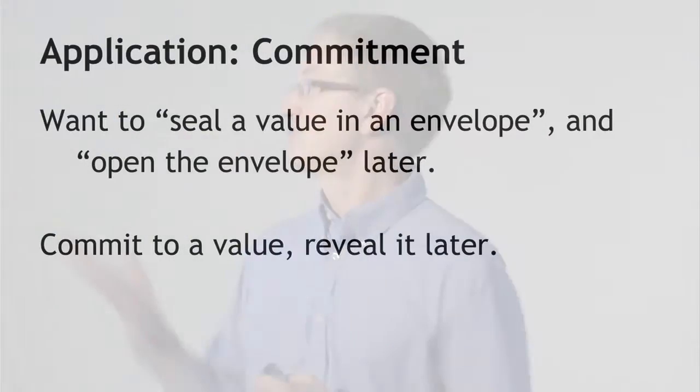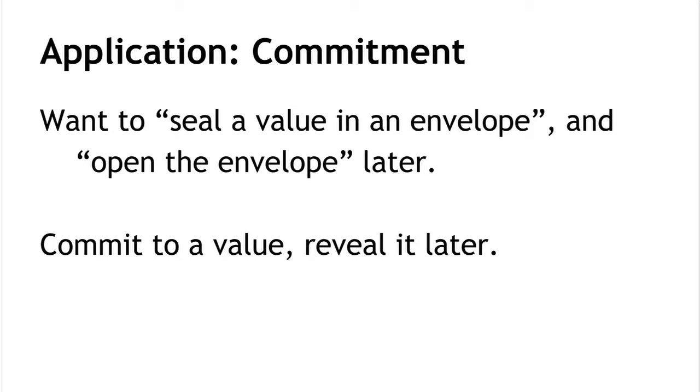Okay, now let's look at an application of that hiding property. In particular, what we want to do is something called a commitment. This is kind of the digital analogy of taking a value, a number, sealing it in an envelope and putting that envelope out on the table where everyone can see it. When you do that, you've committed to what's in the envelope, but you haven't opened it. It's secret from everyone else. Later, you can open the envelope and get out the value. So commit to a value and reveal it later. We want to do that in a digital sense.